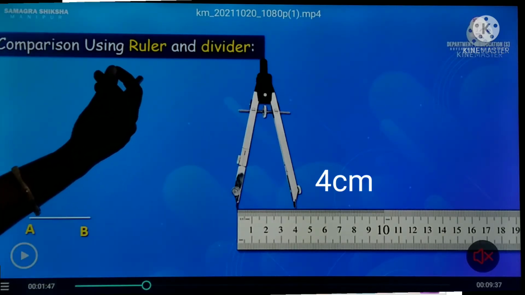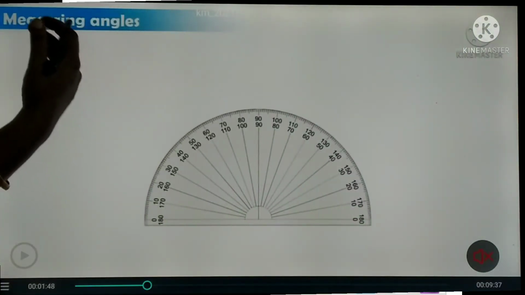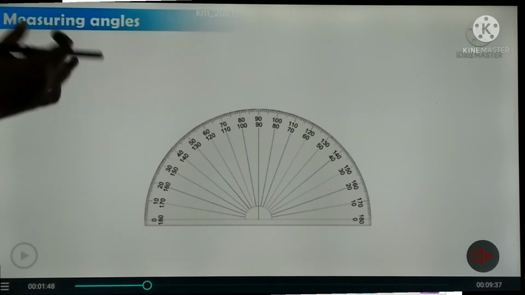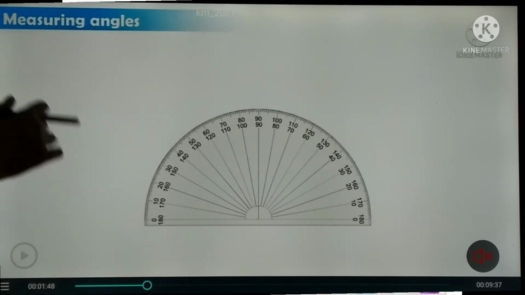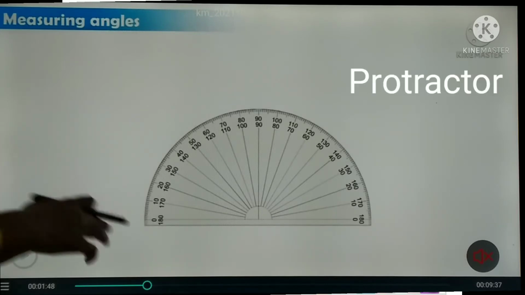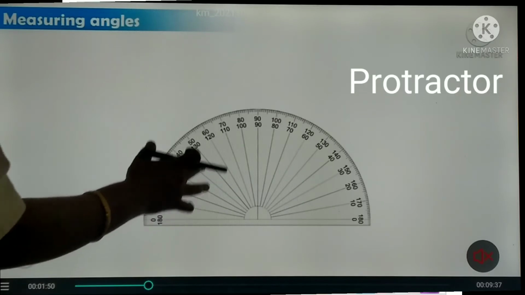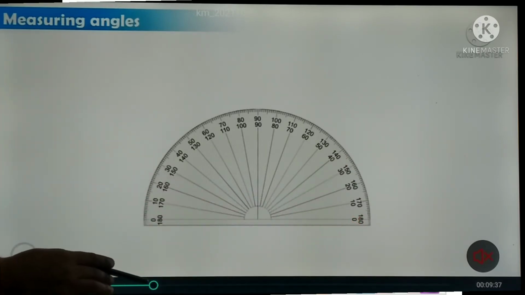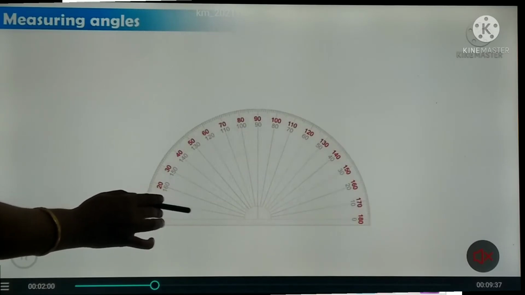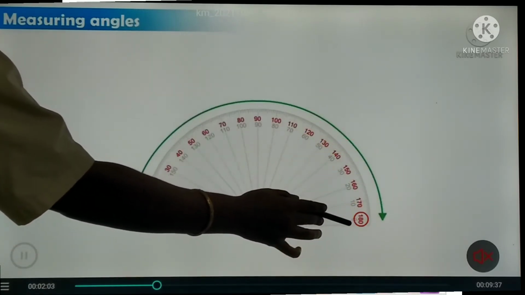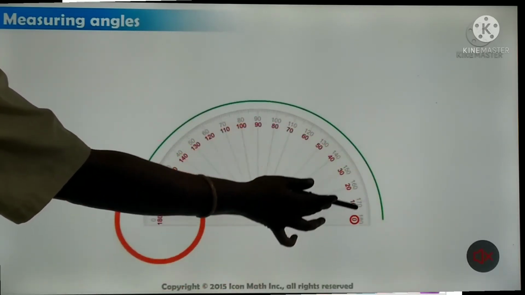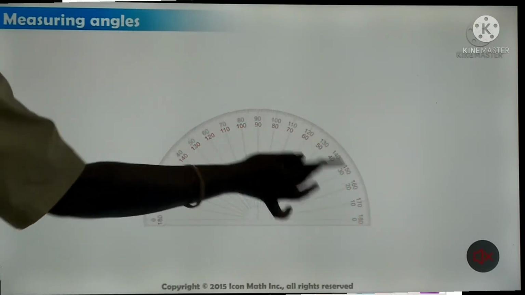Understand? Okay, shall we see the next one? The next one is measuring angles. How can you measure the angles using a protractor? Okay, so let us see. This is the protractor. You can see this protractor in your instrument box. You can see we have two 0 points. Yes, here and here. Let us take this one. It goes from 0 to 180. And the other one goes in the opposite direction, 0 to 180.